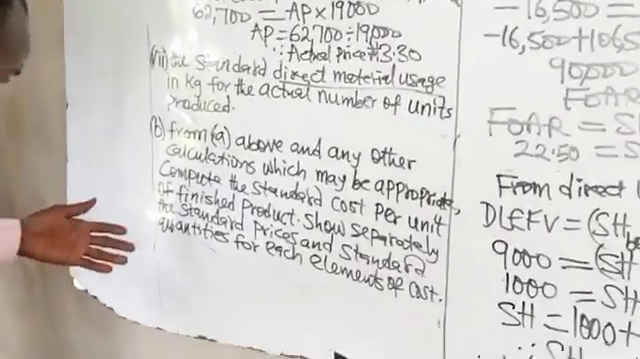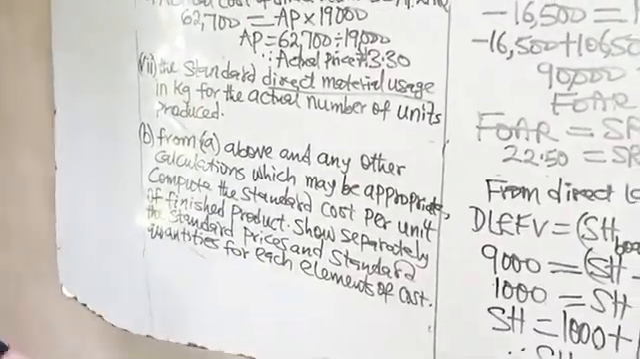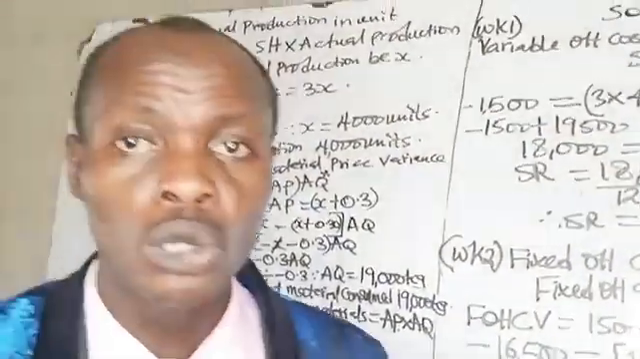Now let's go back to the question to see if there is further information. Show separately the standard price and the standard cost. So this marks the end of the solution to the question.